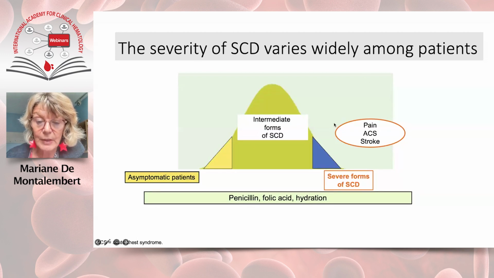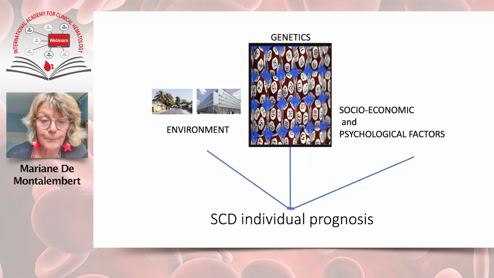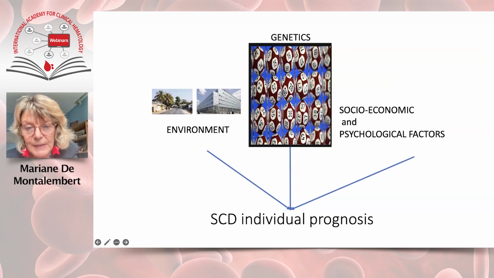And some patients are extremely severe with pain, strokes, acute chest syndromes, and as patients are getting older, the percentage of severe patients is increased. Why? Because we have seen that there are so many polymorphisms in each cell, in white cell, endothelium, in red cell, coagulation. It is a combination, a unique combination, but also this is my hospital, Necker, and this is a street in Africa.